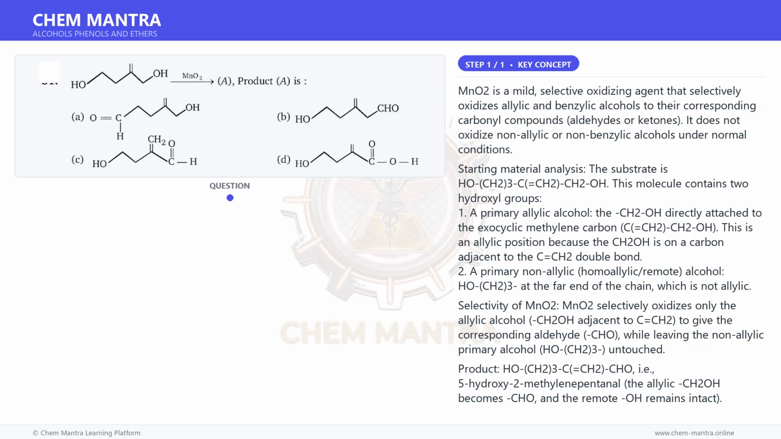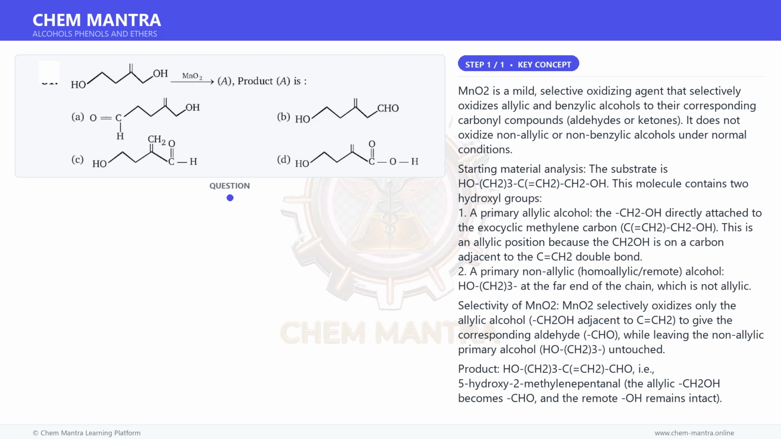is not allylic. Selectivity: MnO2 selectively oxidizes only the allylic alcohol, the CH2OH adjacent to C=CH2, to give the corresponding aldehyde, CHO, while leaving the non-allylic primary alcohol, the OCH2, untouched. Product: HO-(CH2)3-C=CH2-CHO, i.e., 5-hydroxy-2-methylenepentanal. The allylic CH2OH becomes CHO, and the remote OH remains intact.